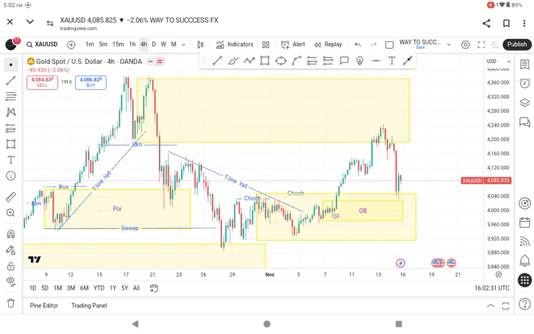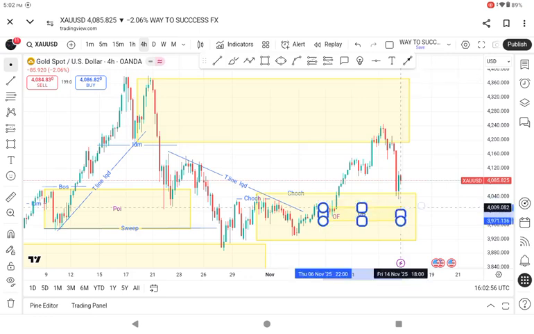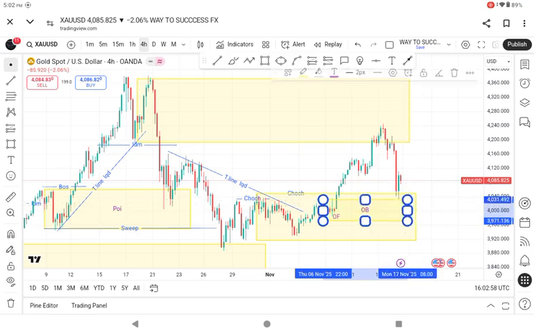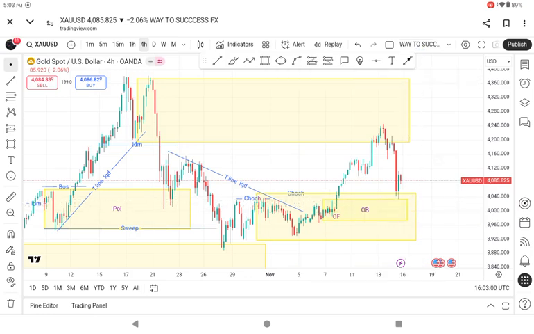So when price tapped there during the weekend, price returned down to this daily unmitigated order flow, and also in the daily unmitigated order block, but didn't mitigate the order block, but mitigated the order flow, which is still giving us a confirmation of a buy side.